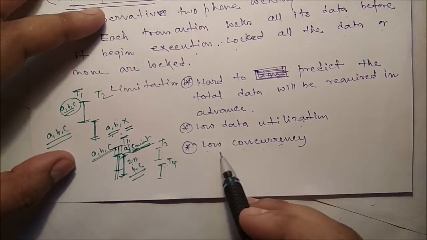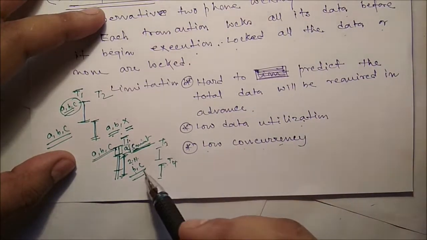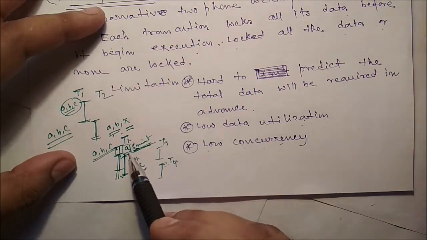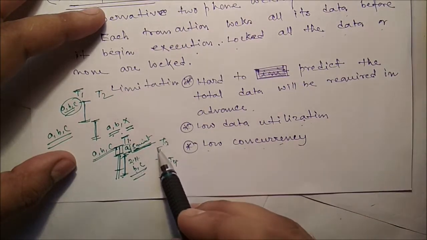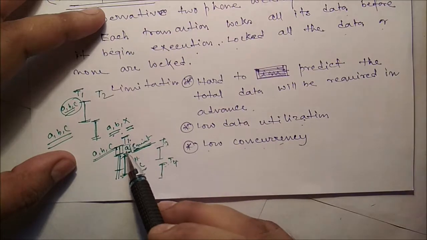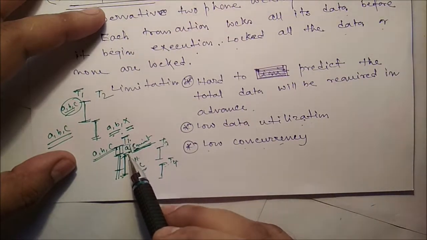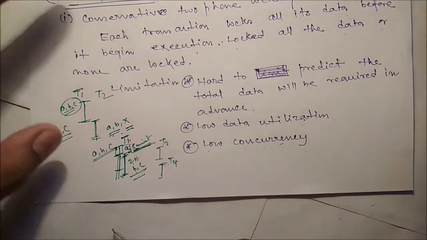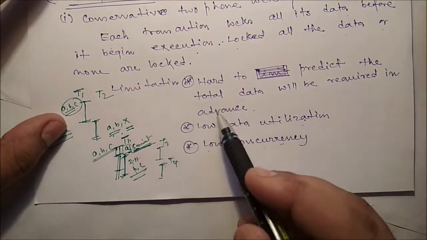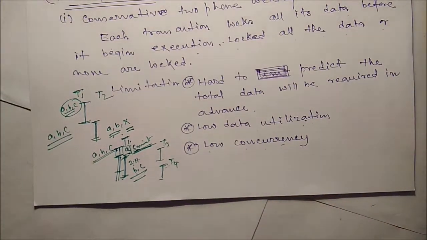And next is low concurrency. Low concurrency means T3 and T4 need the variable A, but it is not possible because T1 is currently holding the lock on variable A. So these are the limitations of no cycle wait.